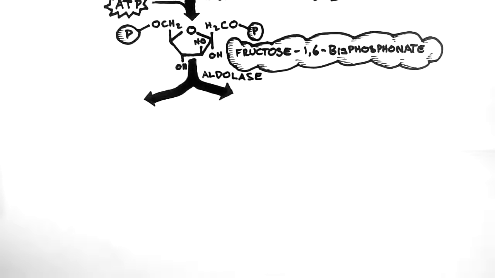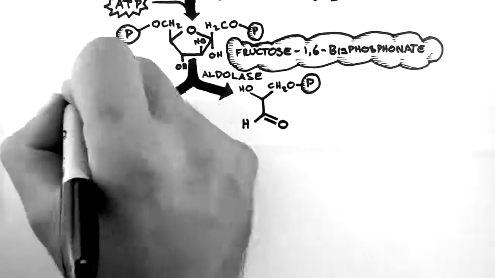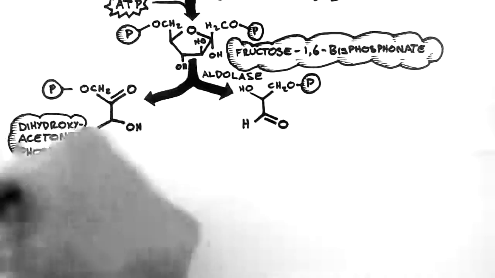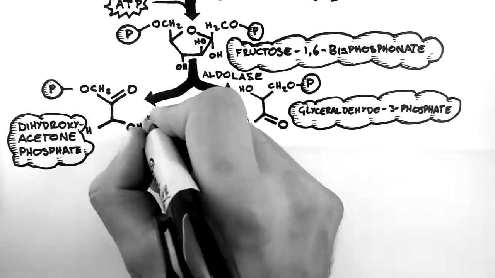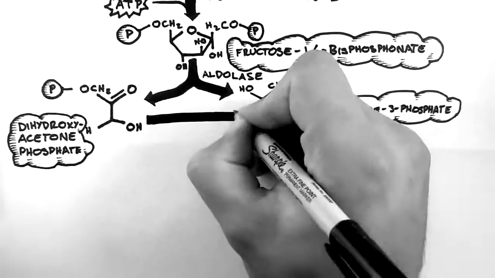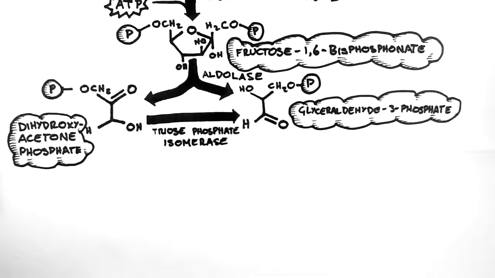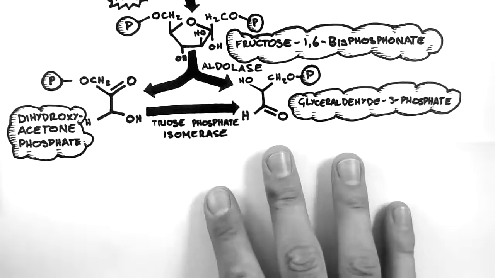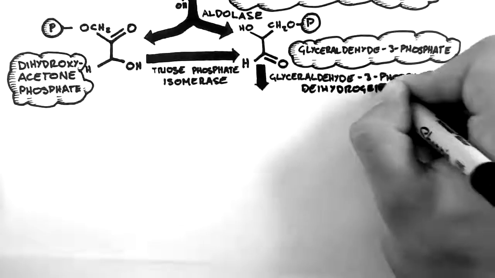An aldolase is an enzyme that creates or breaks carbon-to-carbon bonds, which makes it the enzyme of choice to split the fructose 1,6-bisphosphate molecule into these two molecules, dihydroxyacetone phosphate and glyceraldehyde 3-phosphate. The next step is conducted by another isomerase, the triose phosphate isomerase, and this converts the dihydroxyacetone phosphate into glyceraldehyde 3-phosphate. The next enzyme we meet is glyceraldehyde 3-phosphate dehydrogenase.